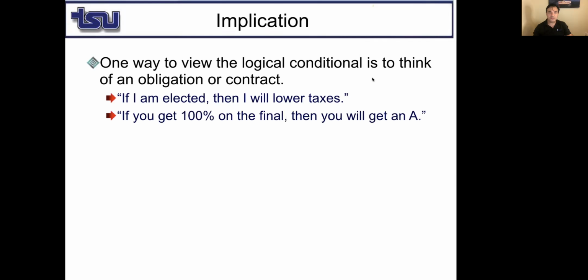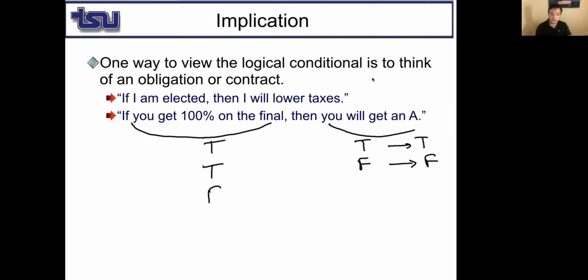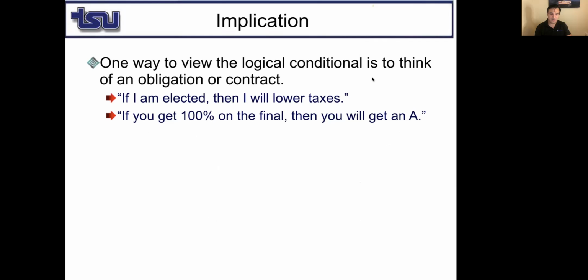Another example, assume you're in this class, I'm teaching it, and I tell you that if you get 100% on the final, then you will get an A. And then you get 100% on the final, and I give you an A. That means I keep my promise. The compound proposition is true. Assume that you get 100% on the final, but I refuse to give you an A. That means I do not keep my promise. Assume that you did not get 100% on the final. Whether I give you an A or not doesn't matter. I did not break any promise. So the compound proposition is true. So it's easier to look at it this way, maybe an obligation or a contract approach.